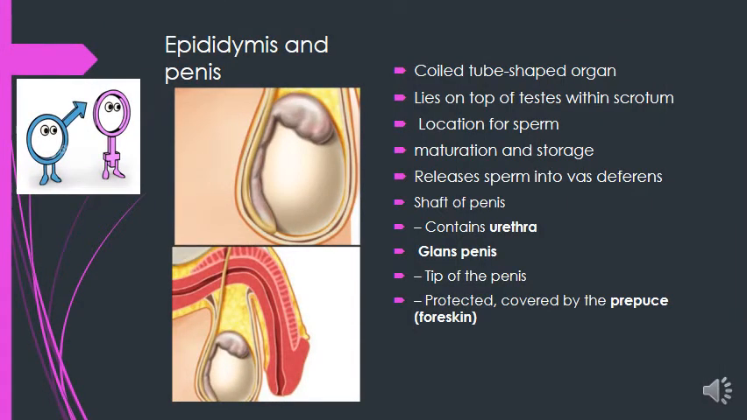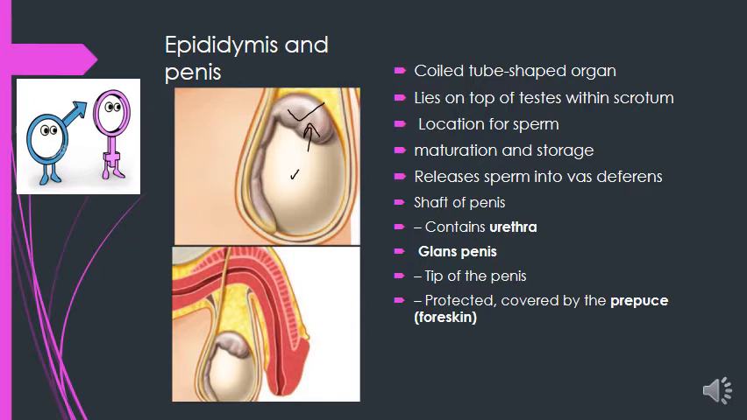Okay, now when we talk about the epididymis and penis, what is the epididymis? It is a coiled tube-shaped organ, as you can see here in your diagram. The epididymis is a coiled tube-shaped organ which lies on the top of the testis within the scrotum. As you can see here, this is the testis, and the epididymis lies over the top of the testis. And what is the use of this coiled organ? It is very useful for the production of sperm, maturation, and storage of the sperm.